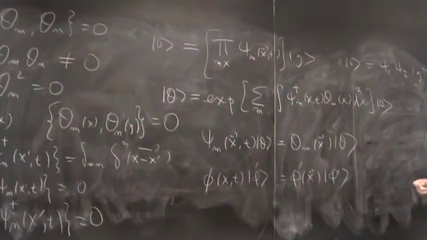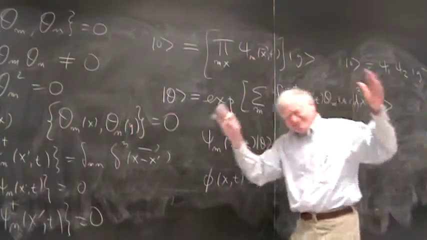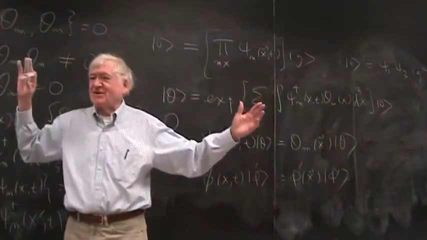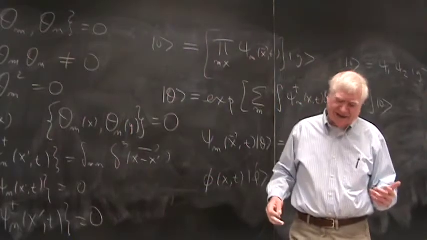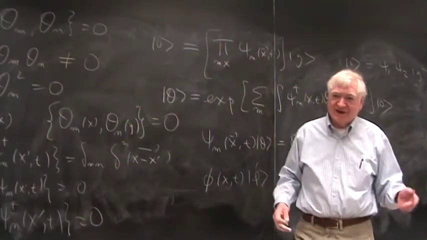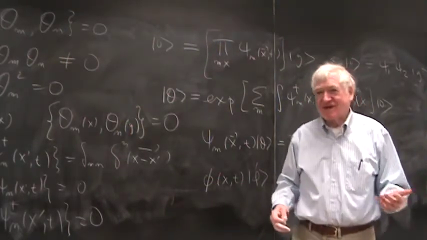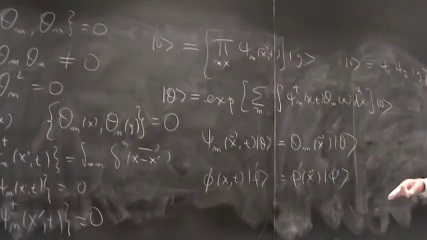He's asking about the x label on the product. Well, x, m, what cares? It's just another label. But m is a discrete number, and x is a continuous thing. But on a lattice, it's discrete anyway. That's true. Are we on a lattice implicitly? No. Here?